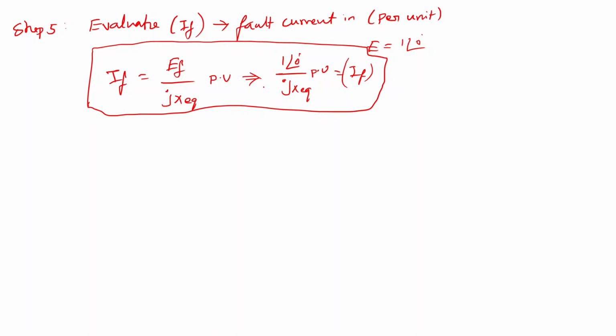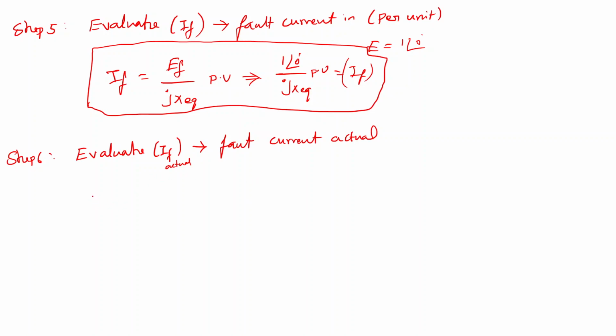After finding the equivalent reactance, we go to the next step. This is the fault current value in per unit, but I need the actual current value, and only then can I design my protecting device. So step 6 is to evaluate the fault current actual, IF actual. From per unit I need to convert into actual.